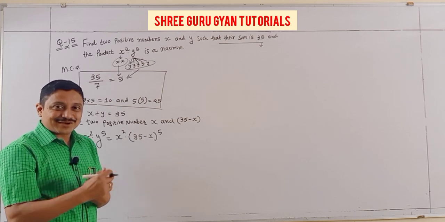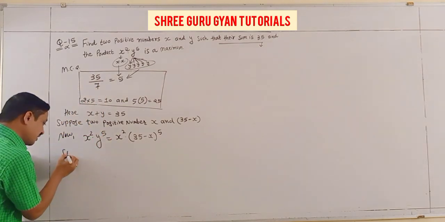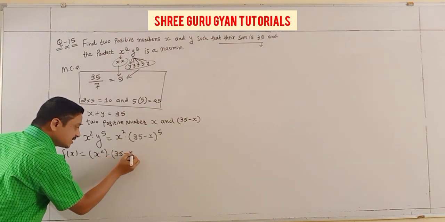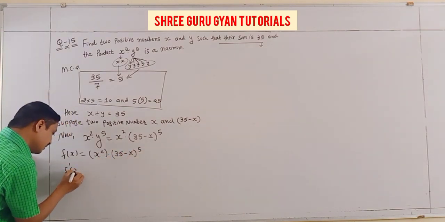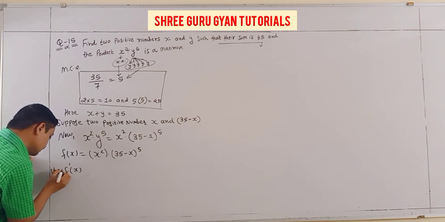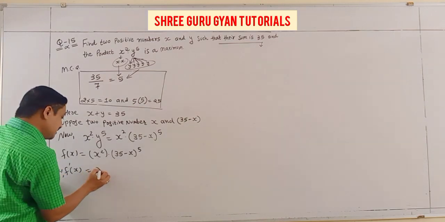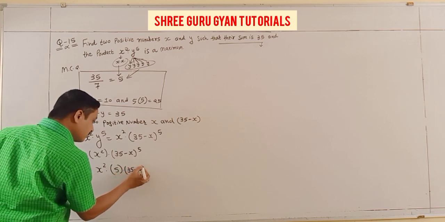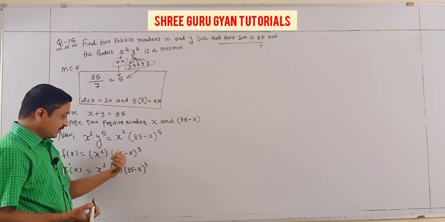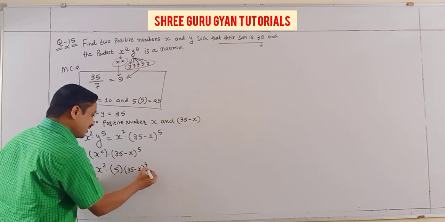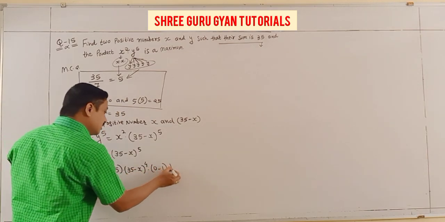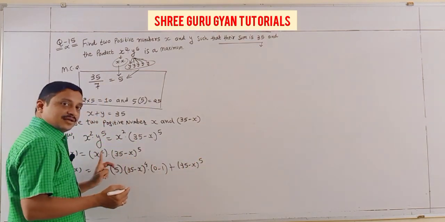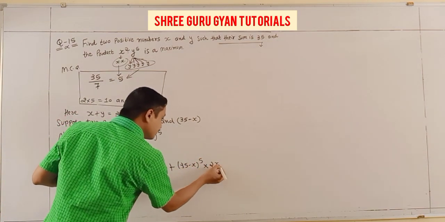Now it's created, now step 1. So students, your f(x) is written there: x square with 35 minus x to the 5 power. First derivative, step 1. There it is x square, 5 times 35 minus x raised to 4, and derivative of 35 minus x is 0 minus 1. Now second, 35 minus x raised to 4, here its derivative is 2x.